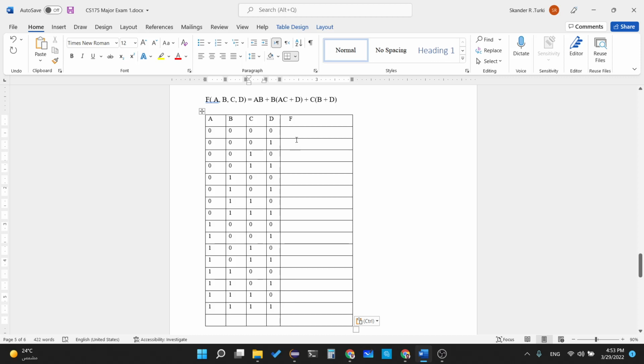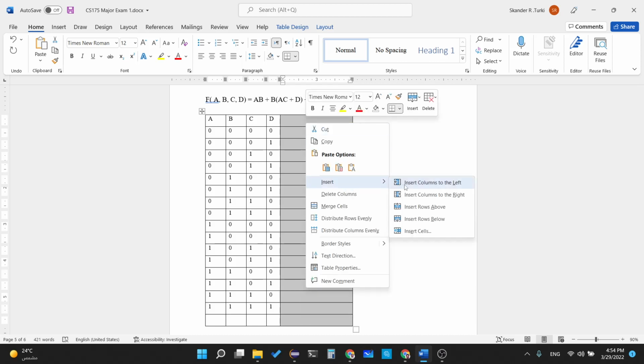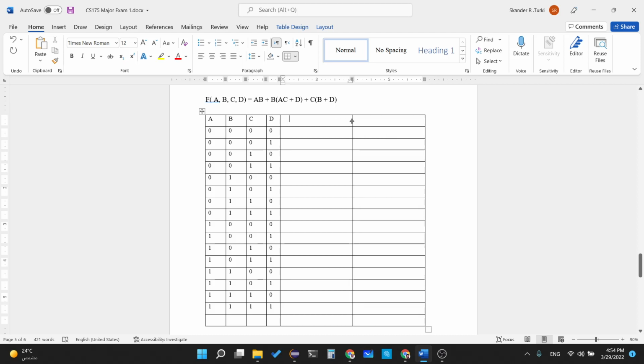It's correct. Okay. So by means of truth table, we need to fill the truth table. So maybe here we need more columns, so that we do it step by step. Insert column to the right. Let's make it smaller.